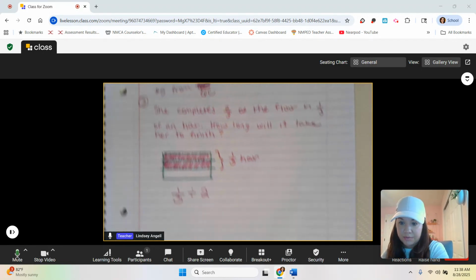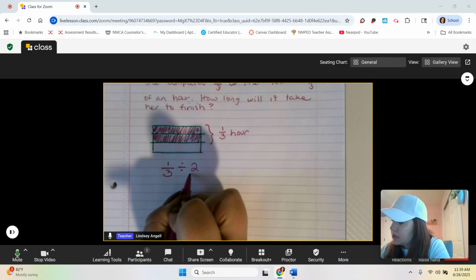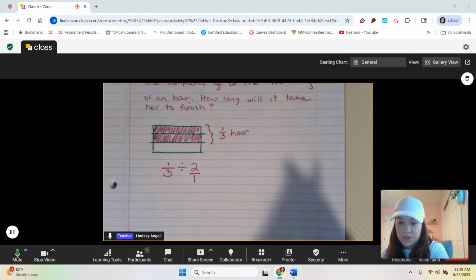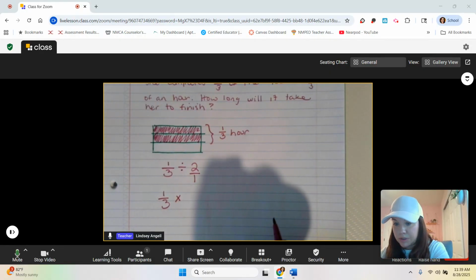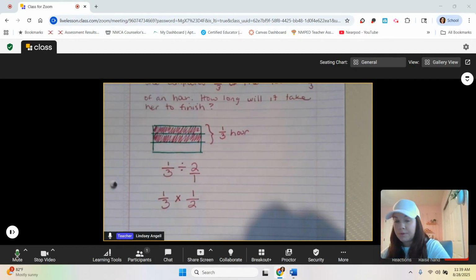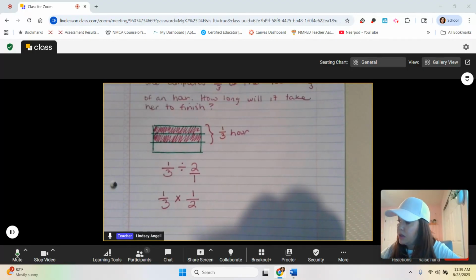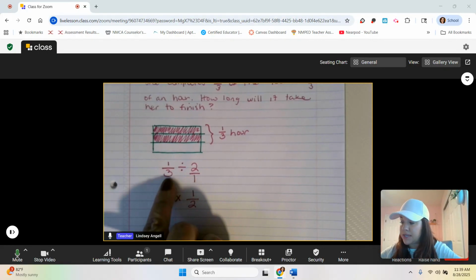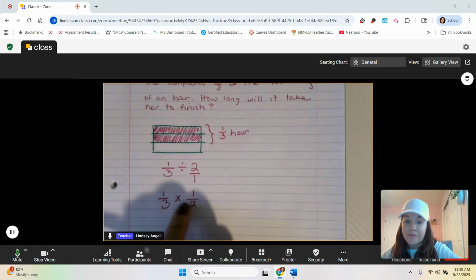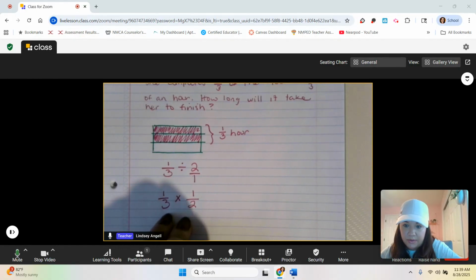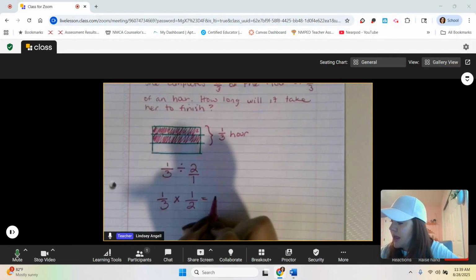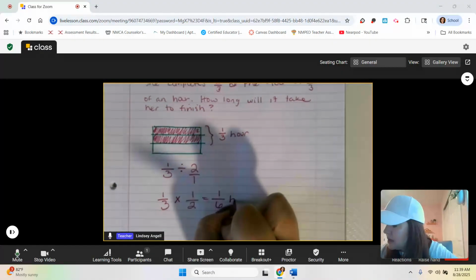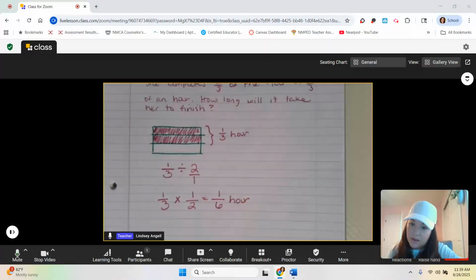So if I'm doing 1/3 divided by 2, I can turn the 2 into a fraction because I need to do my same change flip. I'm going to leave my first fraction the same, change my symbol to multiplication, and flip my second fraction, or take the reciprocal. So I could either take 1/3 and divide it by 2, or take half of 1/3. Of means multiply, so that's another way to show these are equivalent. They're the same thing. So we take 1/3 times 1/2, multiply straight across, and that gives us 1/6 of an hour.